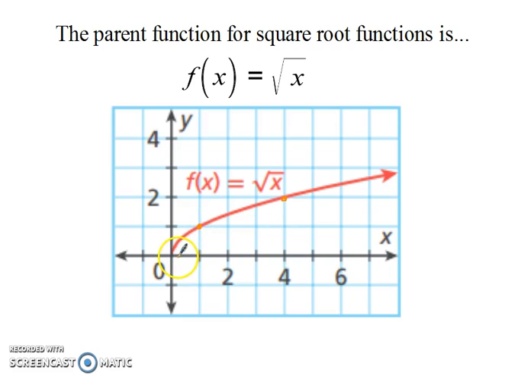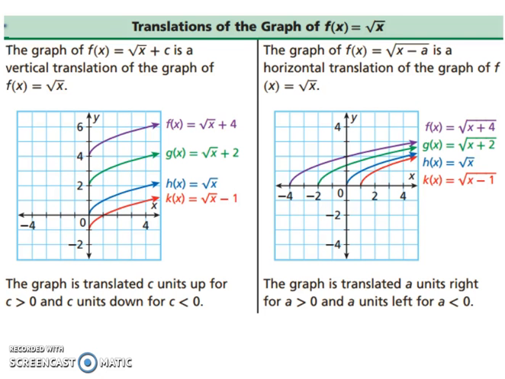So we've looked at translations in the past. You can use the translations to help you figure out where your graph moves to. So when you add or subtract anything to this value here, you might be moving the graph left, right, up, or down. Sometimes the graph might get steeper or wider. So let's look at some of those. Translations of the graph f of x equals the square root of x.